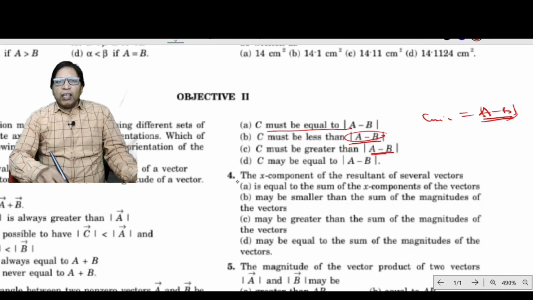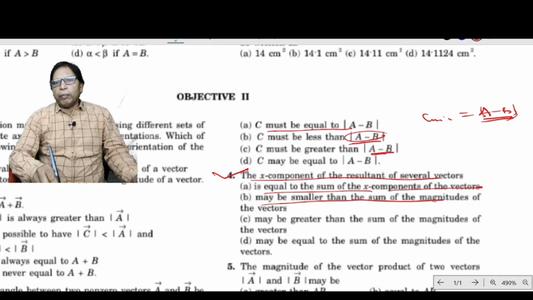Okay. Now, question number 4. The x component of the resultant of several vectors is equal to the sum of the x components of the vectors. Okay, no problem. May be smaller than the sum of the magnitudes of the vectors? No. May be greater than the sum? No, not correct. May be equal to the sum of the magnitudes of the vectors.